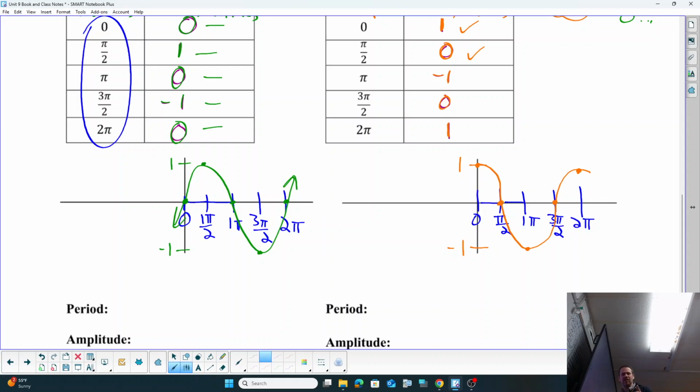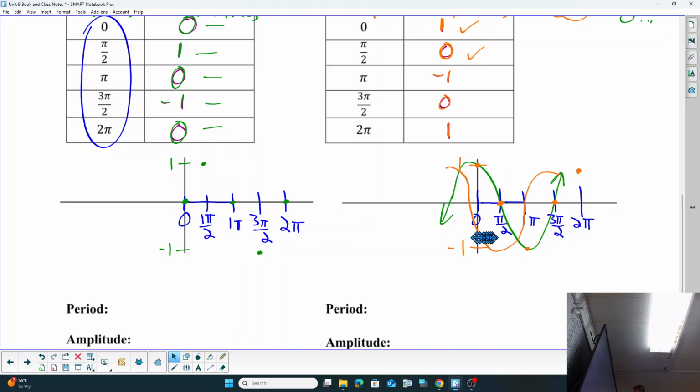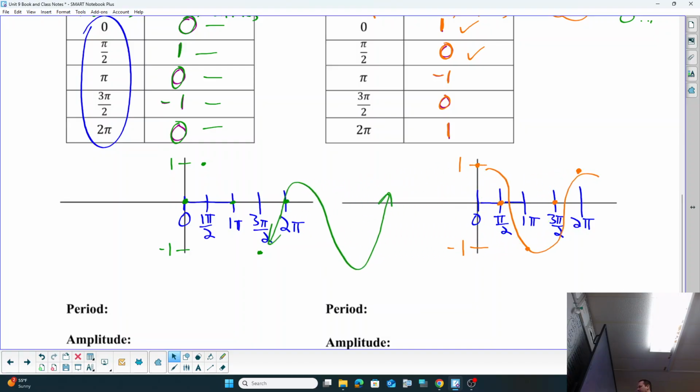So if you think about it, sine and cosine are really just shifts to the left and right of each other, actually. So if I was going to take sine and shove it over here, you would see that it's kind of a shift of each other, basically, right? Basically just a shift of each other.